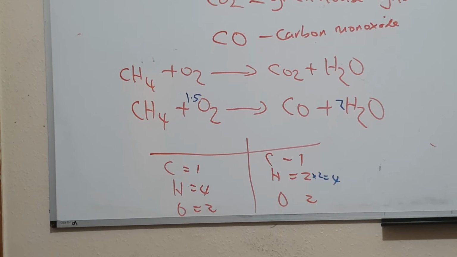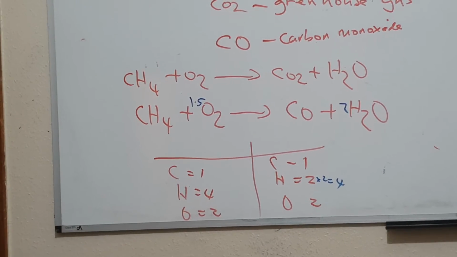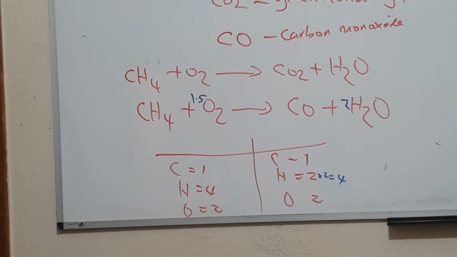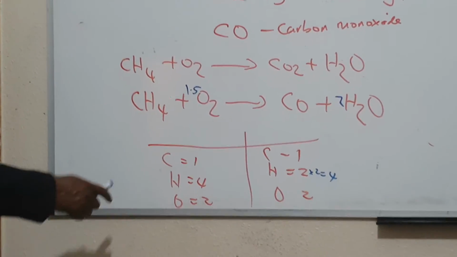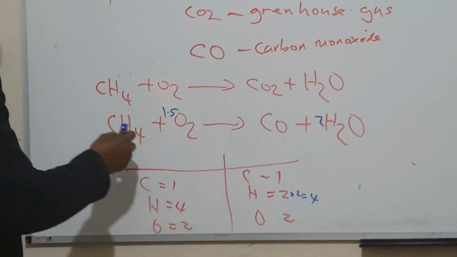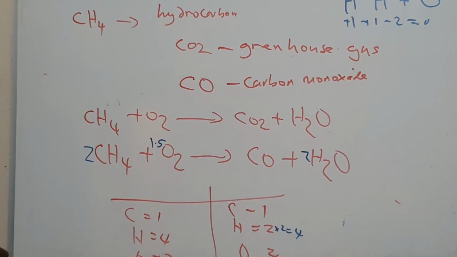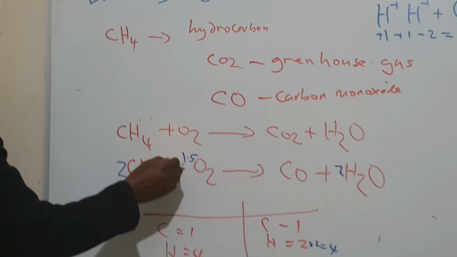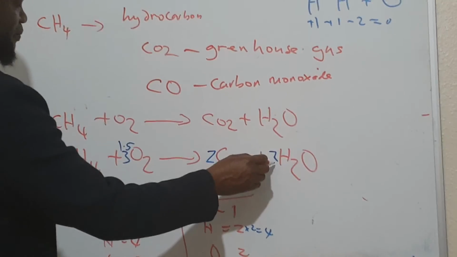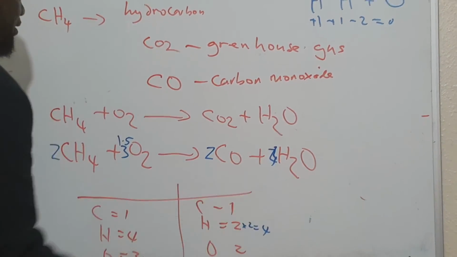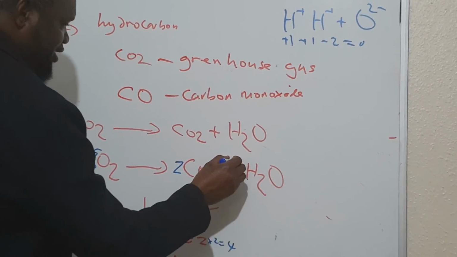You can't have 1.5. Do you get it? So the only other way is we multiply everything by 2. When we multiply everything by 2, this becomes 2. This becomes 3. And this will be 2, and this, multiplied by 2, becomes 4. Then this will become 4. That's why I say this one is not as innocent as you think.